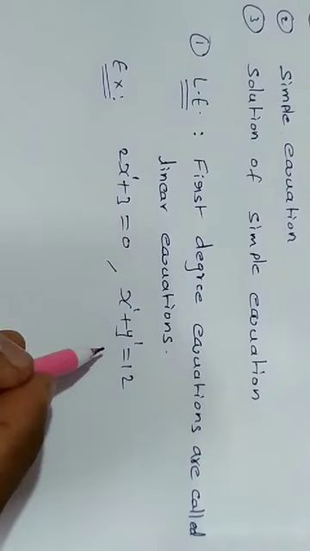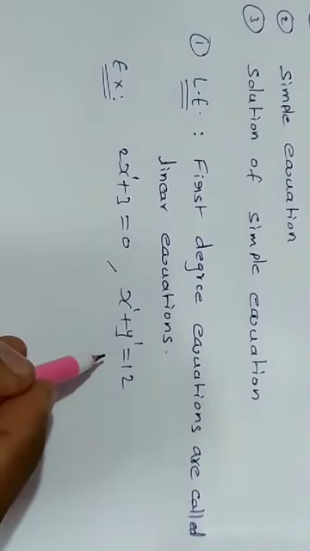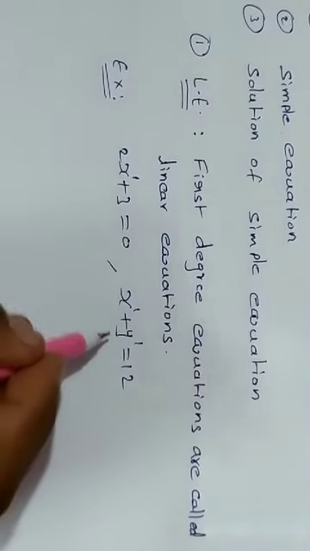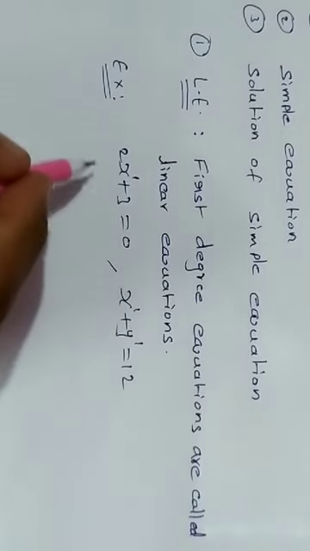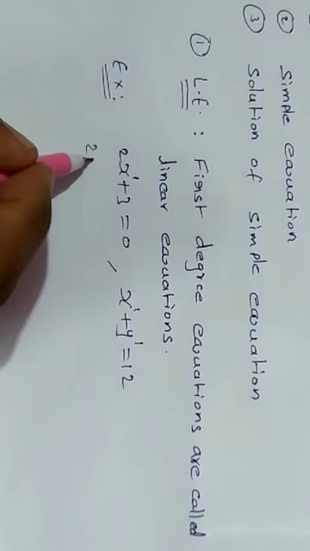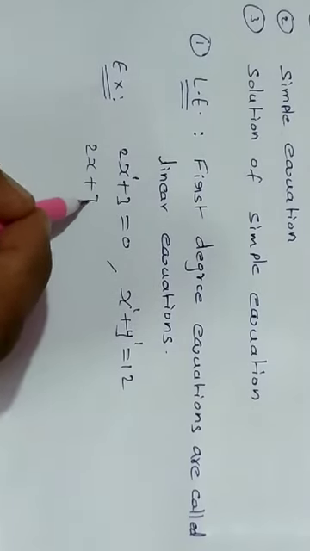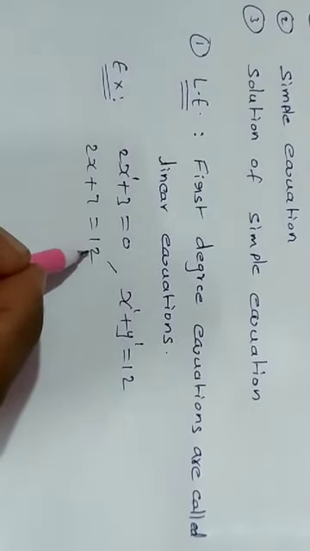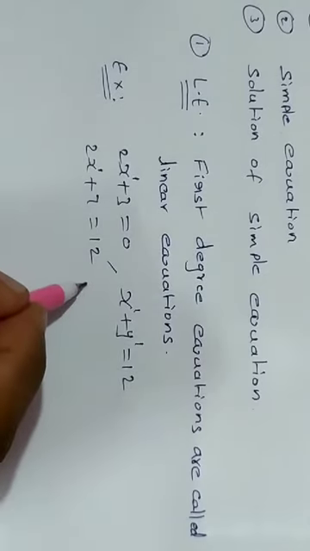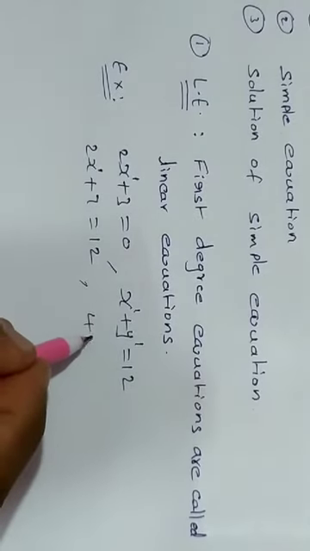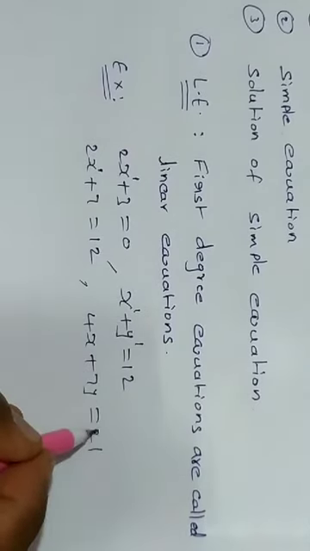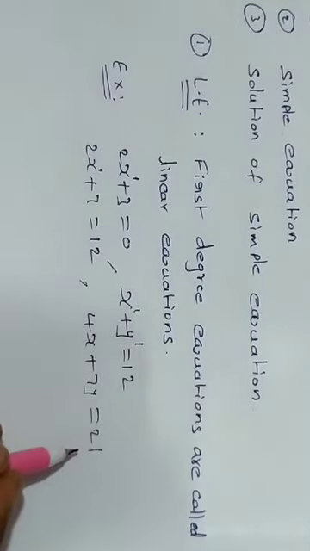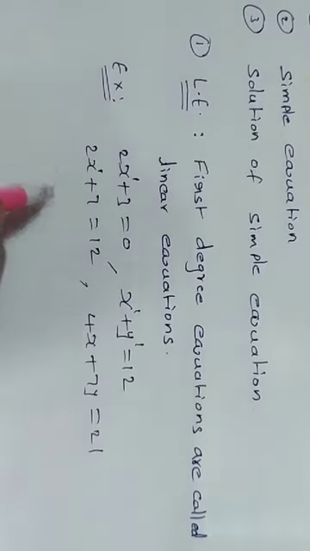Generally, linear equations represent a straight line in the graph sheet, so they are called linear equations. Every linear equation has degree 1. Some more examples: 2x plus 7 is equal to 12. It is also a linear equation. Its degree is 1. And the next example, 4x plus 7y is equal to 21. It is also a linear equation. In this way, we can write many more linear equations.